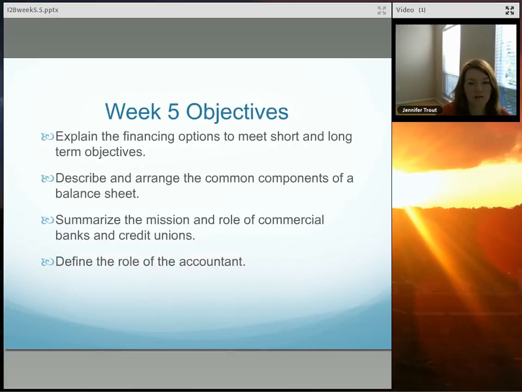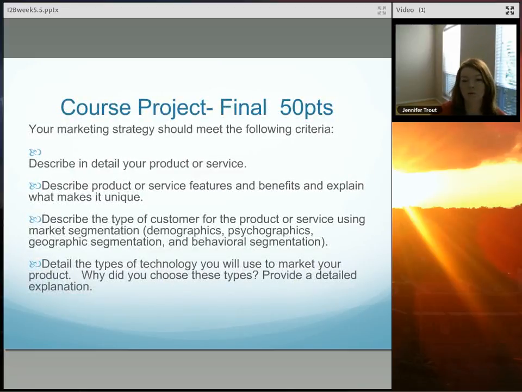The week 5 objectives are to explain the financing options to meet short and long-term objectives for an organization, describe and arrange the common components of a balance sheet, and summarize the mission and role of commercial banking versus credit unions, which I'm seeing you guys do in the discussion post, and ultimately define the role of an accountant. So you're going to be doing this in a couple of different ways.